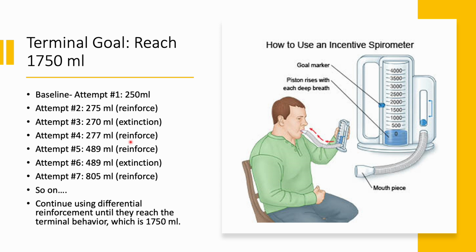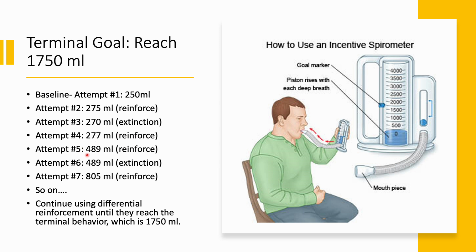Okay, so this is that differential reinforcement aspect. This successive approximation here already occurred. That was reinforced. Now this is no longer good enough. We need something greater. We need a greater successive approximation, and that's what we're going to reinforce. So that's why at this step, we did not provide reinforcement. Okay, so on the fourth attempt, he blows, and he can reach 277 ml. So that response is reinforced.